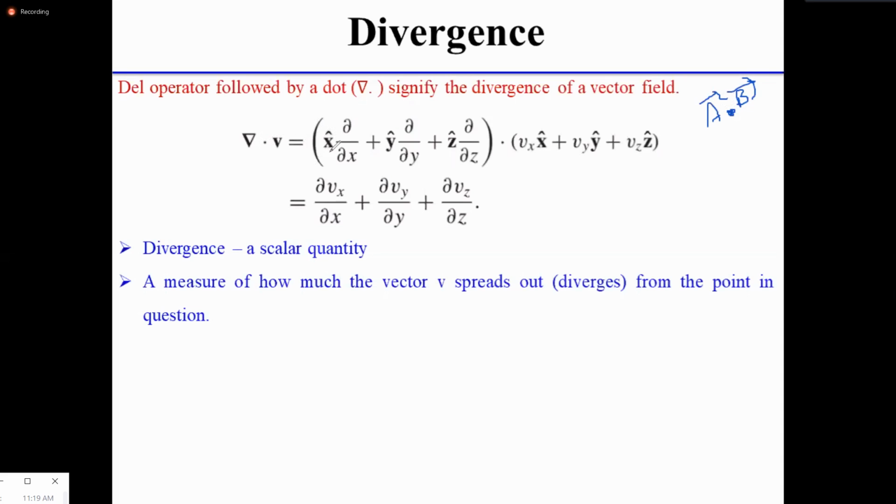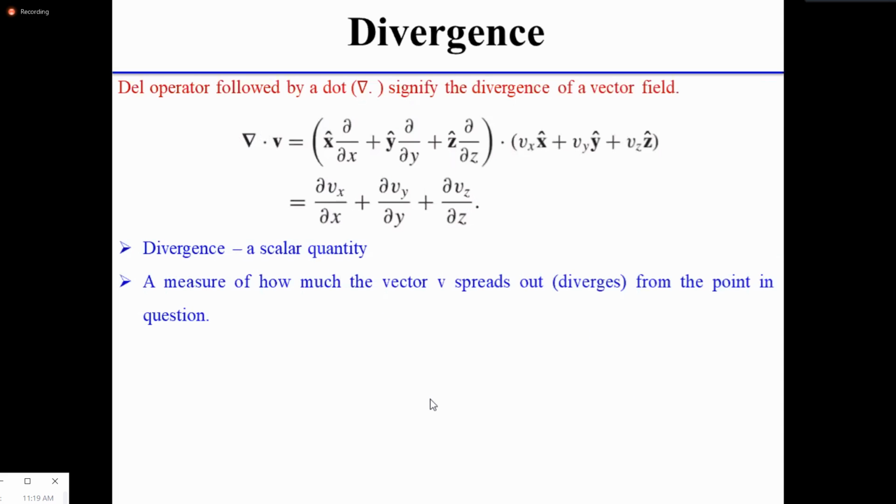So del dot B is x cap del over del x plus y cap del over del y plus z cap del over del z. And similarly, we can write this function B in terms of its x, y, and z components. So that way, del dot B equals del Bx over del x plus del By over del y plus del Bz over del z. And I hope you can understand here that this del dot B will be a scalar quantity.